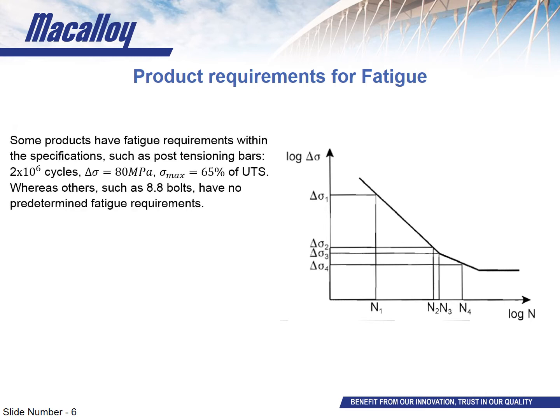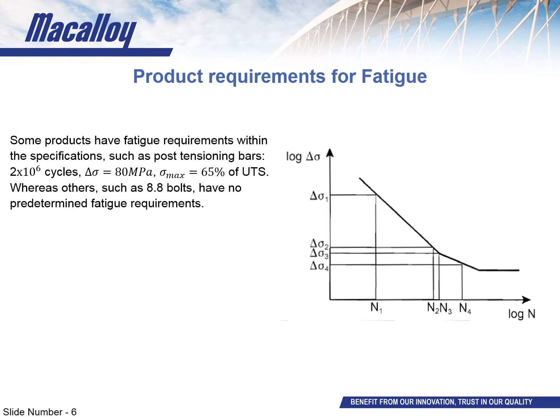Requirements for a specific product, such as a post-tensioning bar or marine tie bar, are often outlined in the related standards. So for the post-tensioning bar, that would be the European assessment document related to it, and then for the marine tie bars, that would be EN 1993 Part 5. The requirements for a post-tensioning bar in fatigue are on screen now. So it needs to withstand 2 million cycles with a stress range of 80 megapascals and a peak stress of 65% of its ultimate tensile strength.